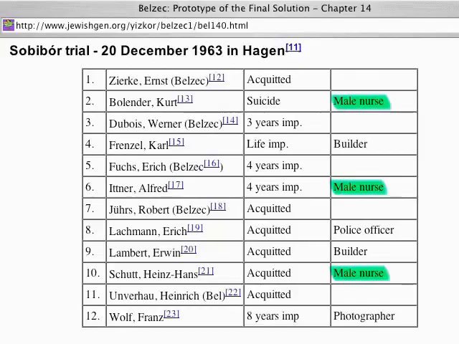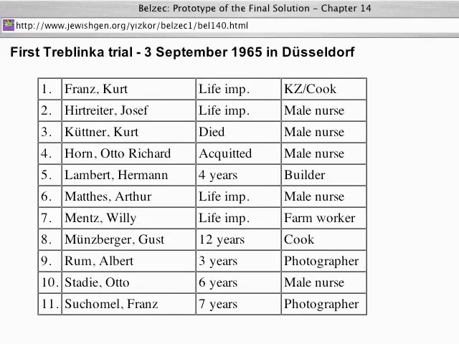Then we look at the table for the first Treblinka trial. As an aside, Robin O'Neill makes a mistake here, as Joseph Hurtreiter was tried and convicted 14 years earlier in what was really the first Treblinka trial. There's Francis Chomel, by the way. We see male nurse, male nurse, male nurse, male nurse, male nurse. Does that make more sense for a death camp or disinfection camp?